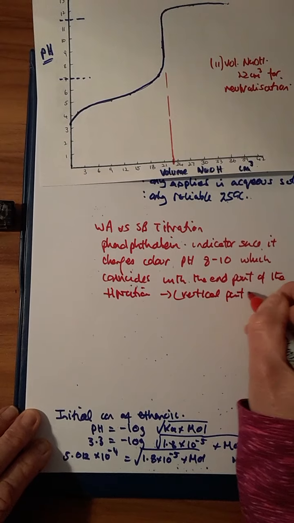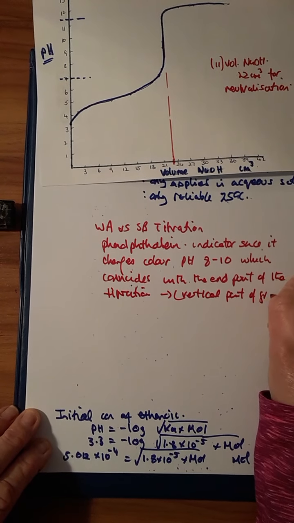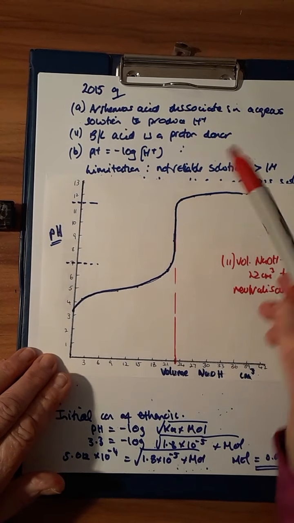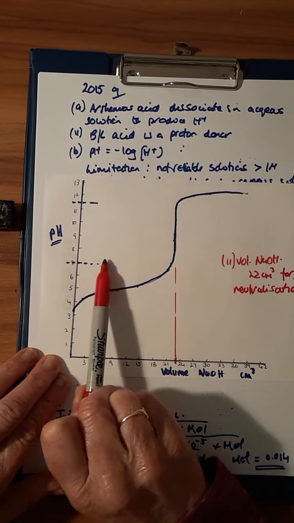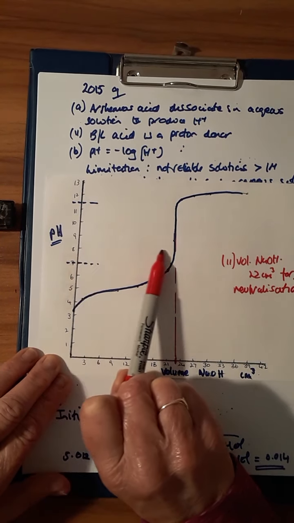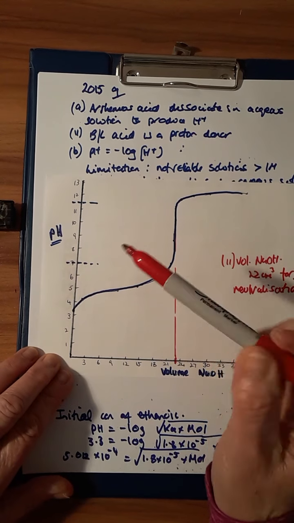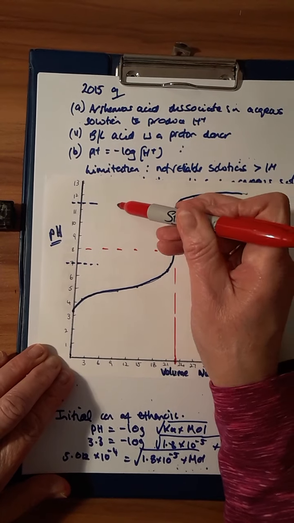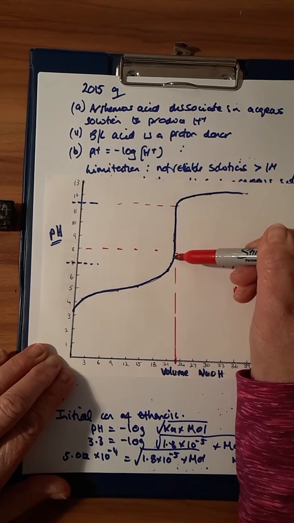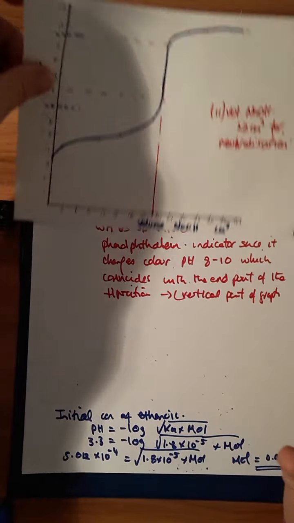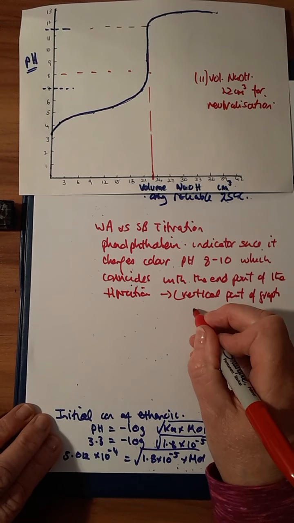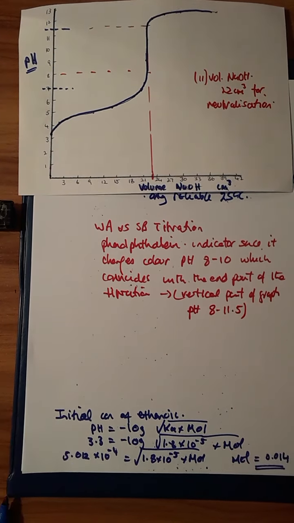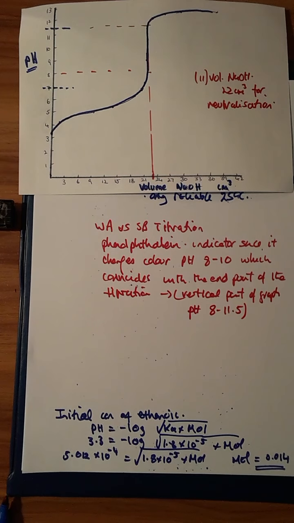And we'll just bring that back again. Look at the graph. The vertical part of the graph is here. And look where the change is. It starts at just over 7, about 8, about there, and then it finishes off about here. So again, that's between 8 and 11.5. So the vertical part of the graph is from pH 8 to about 11.5, and that coincides with the phenolphthalein colour change.